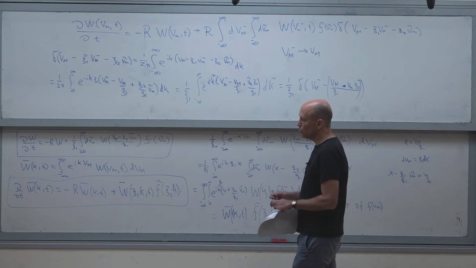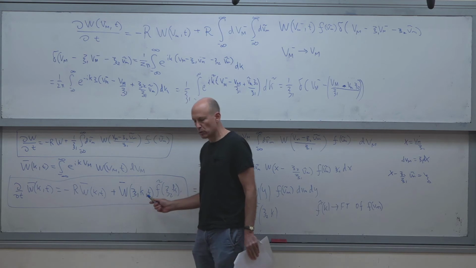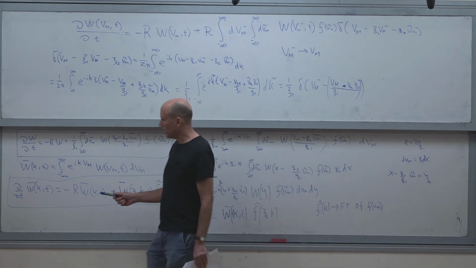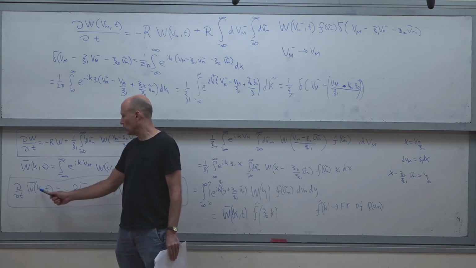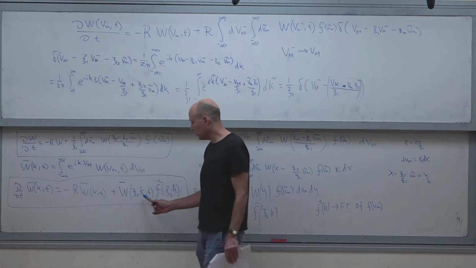It might look to you an easier equation than the beginning, but notice this is not a differential equation, because here I relate, it's non-local. This is a non-local equation because here I have k, here I have k, fine, I'm happy. But here I don't have k.